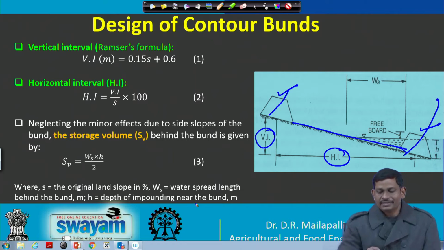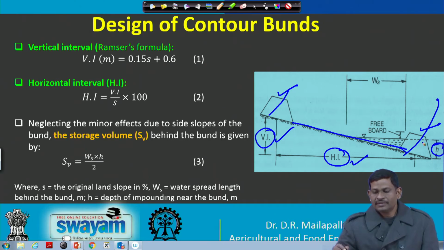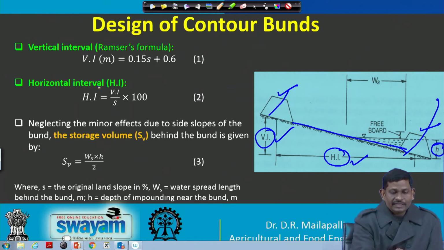Okay, so how to construct these contour bunds? The design basically includes estimating Vi, Hi, and small h, that is the effective or the storage depth. So, vertical interval is Ramser's formula, that is 0.15 times S, the slope, plus 0.6, S in percentage, and horizontal interval Hi will be vertical interval divided by slope into 100. So, this is the straightforward equation.